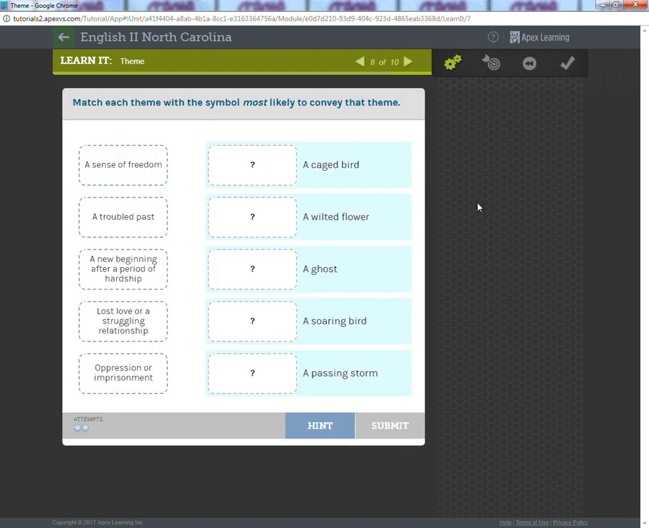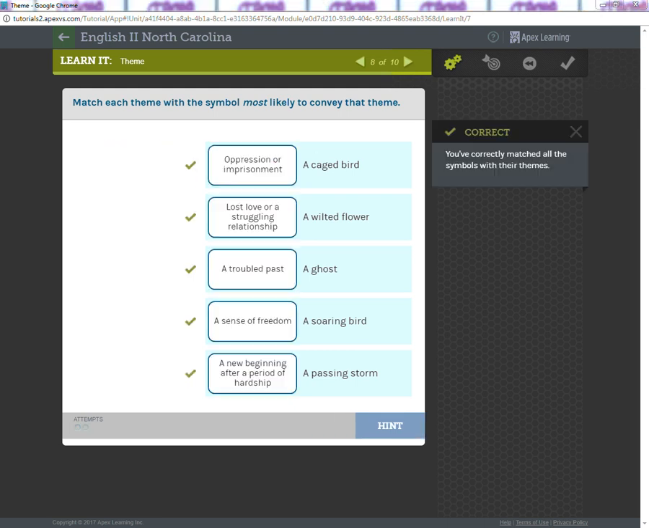All right, so match each theme with the symbol most likely to convey that theme. And these are the correct answers. A caged bird best symbolizes oppression or prison. So anything that's caged is oppression or prison. Anything that's dead, like wilted, is lost love. A troubled past, that's a ghost, because a ghost typically has a problem letting go of the past. A soaring bird, anything soaring or flying or jumping over something that they were once caged in, that's symbolizing freedom.